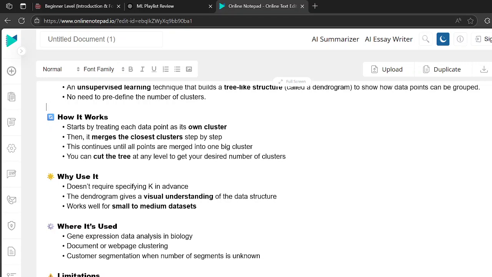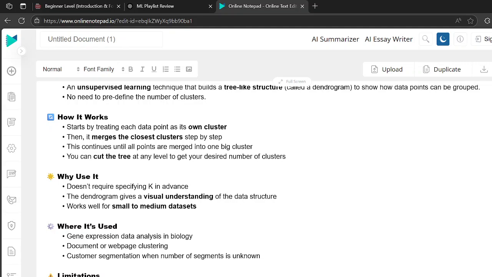So how this basically works is that we start by treating each data point as its own cluster. Each data point is a group itself. It is a group within itself, right? And then once it's done, we allow it to merge with the closest clusters step by step, right?